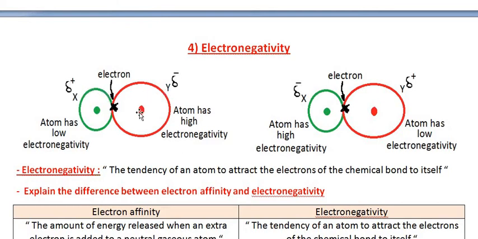This will happen if this atom attracts electrons more and more strongly. This electron will be transferred completely to this atom, and this electron will be lost completely from this atom. And in this case, we say that the bond is not covalent but ionic bond.